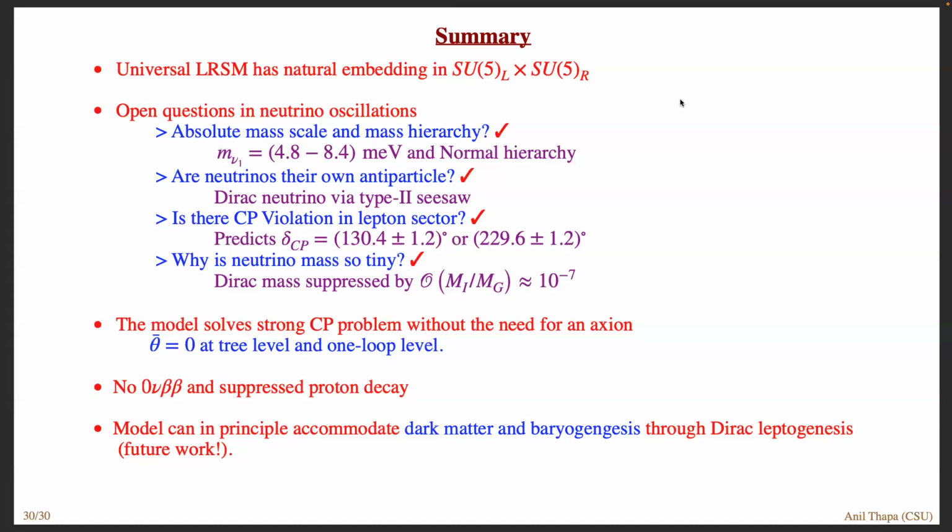Okay, there is no double beta decay. And so if you don't see double beta decay in experiment, don't be surprised. Neutrinos are Dirac. Okay, and they suppress proton decay. The model can in principle accommodate baryogenesis through Dirac representations. Dirac representations is a future work I'm currently brainstorming.